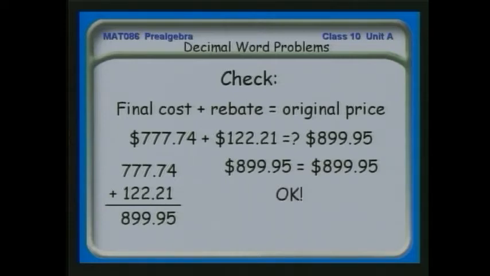Of course, if this didn't work out, what I would have to do is go back and find where I might have made a math error. For example, I could have added the two rebates incorrectly. I might have done something slightly wrong, so checking is always a good idea. And of course, it's a good idea right away.